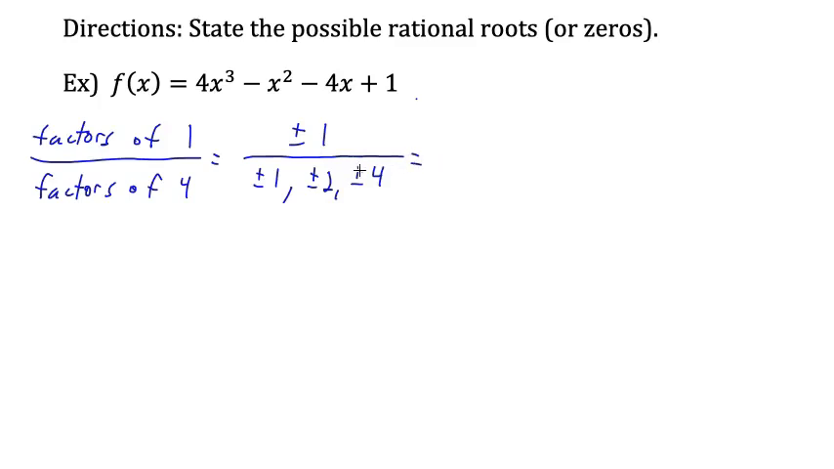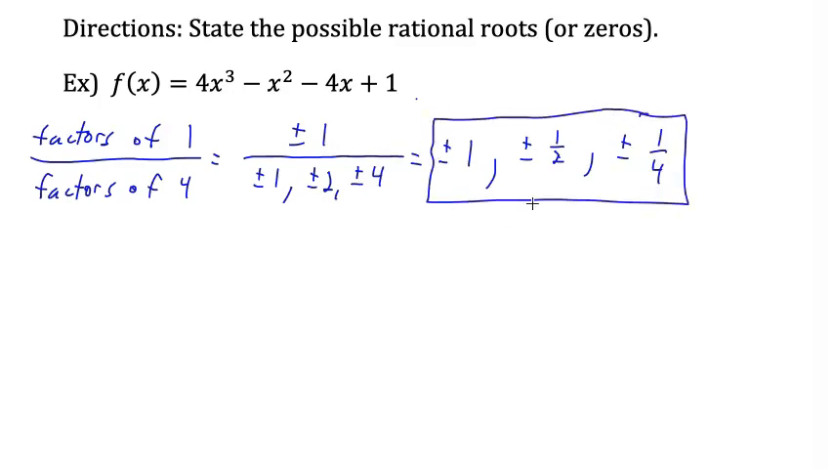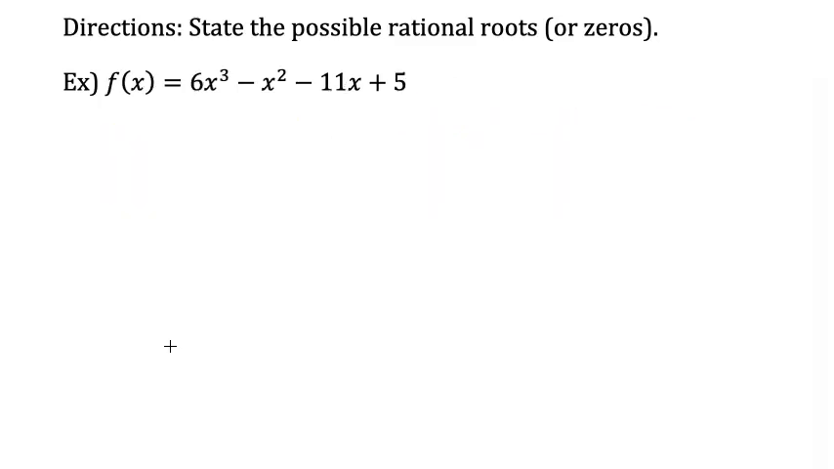All right, let's go ahead and break that up into individual factors here. So we have positive and negative 1 over 1, comma, positive and negative 1 over 2, comma, and positive or negative 1 over 4. All right, those are all simplified. So there's our list of the possible roots of this polynomial. Okay, one more example.